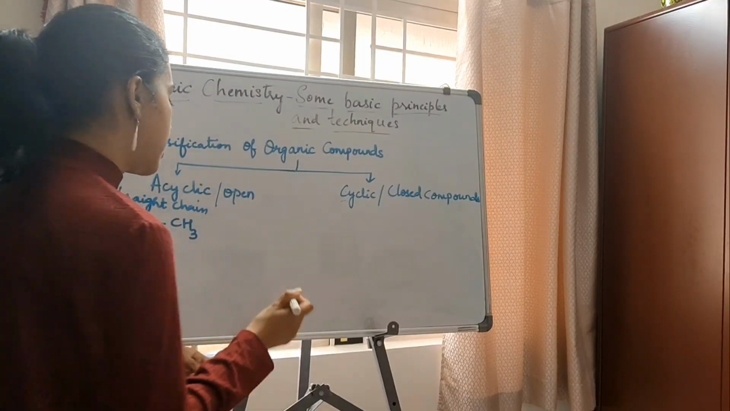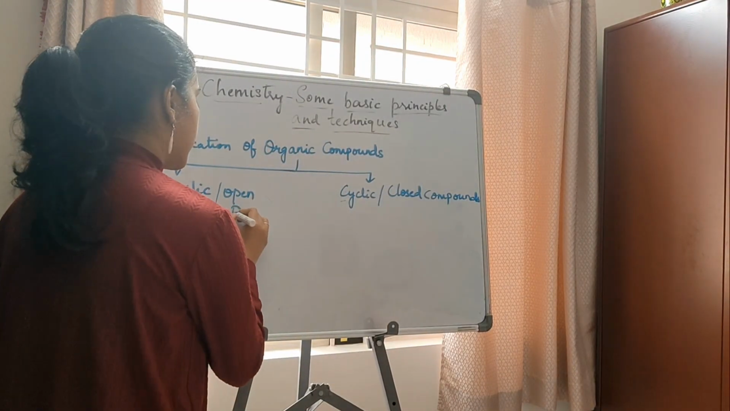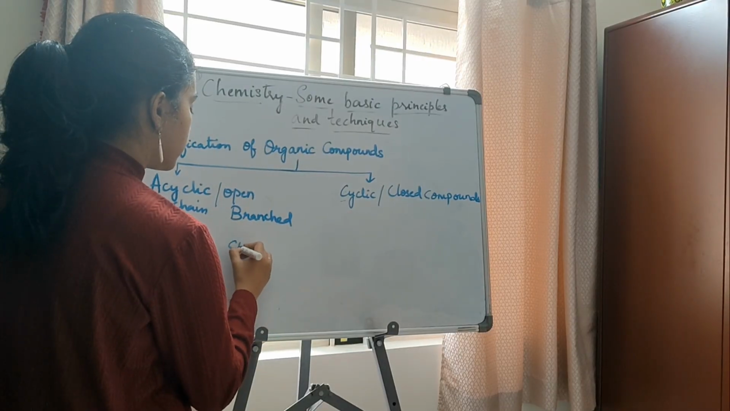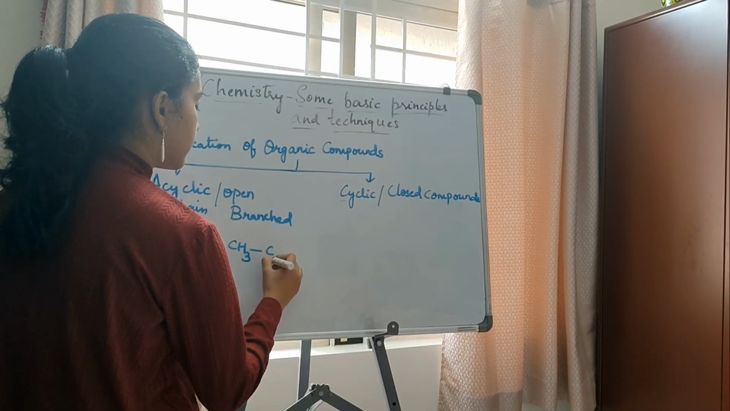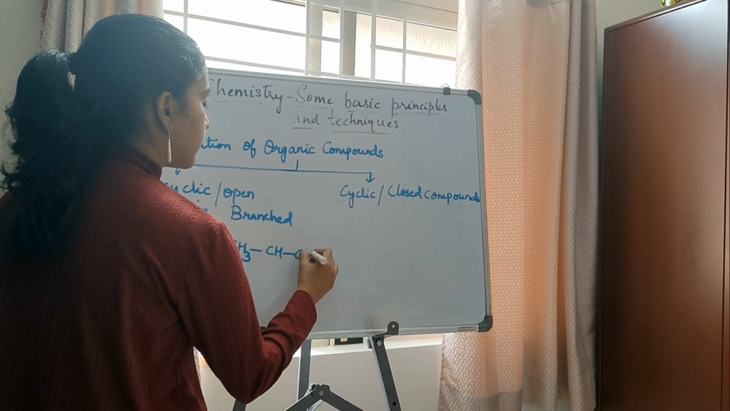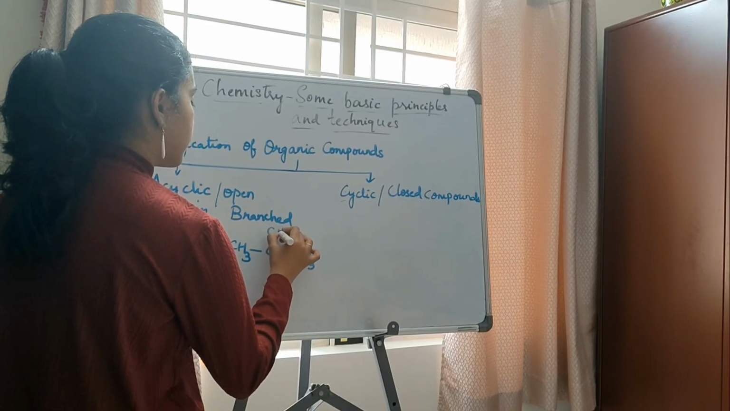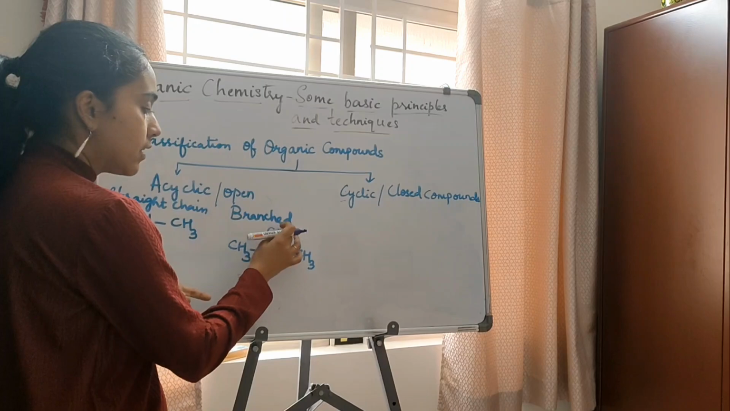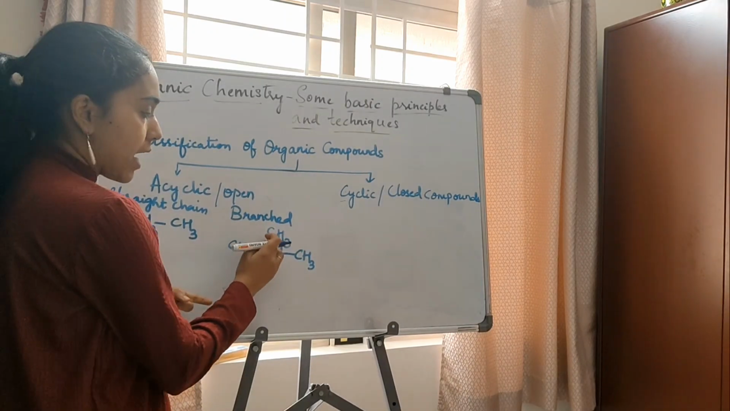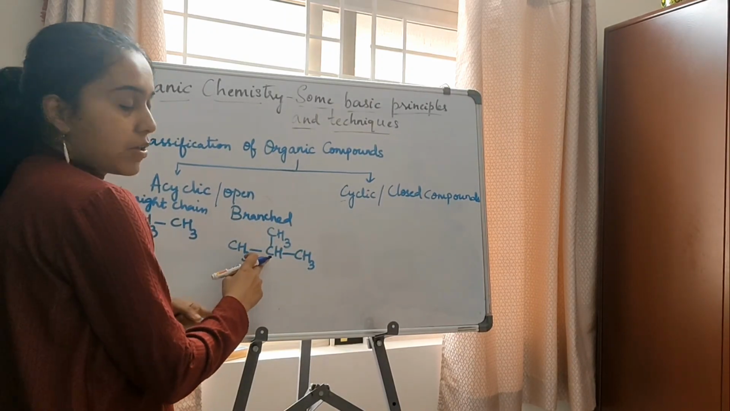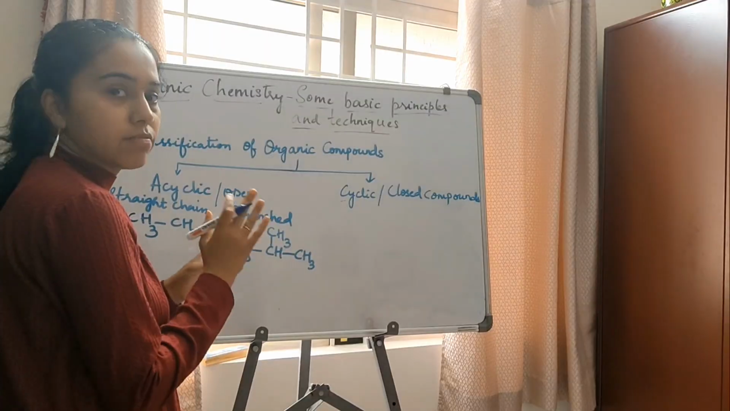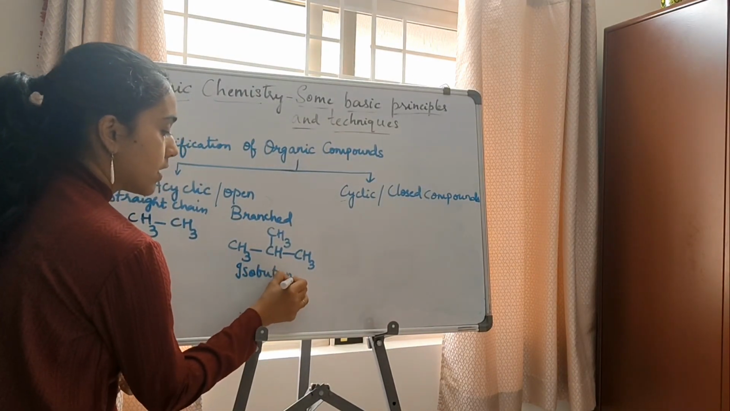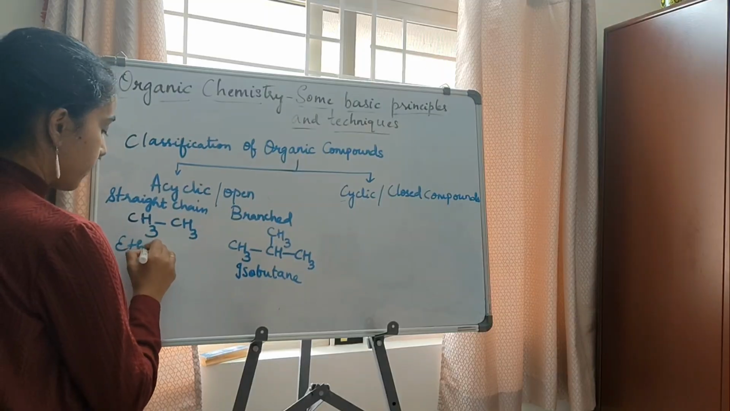Second category, you have branched compounds. For example, this one. This is a chain, and then there is this CH3 group which is attached. So there is a branching here attached to this carbon. This is called a branched chain compound. An example of this is isobutane. So this is isobutane and this is ethane.